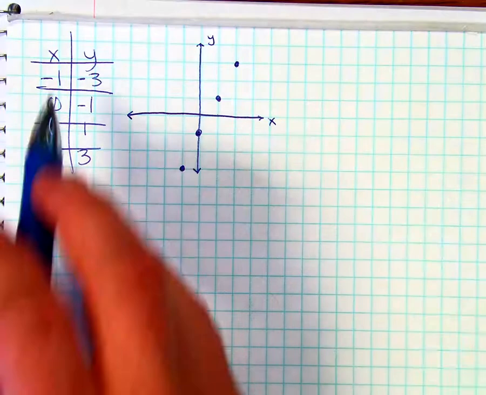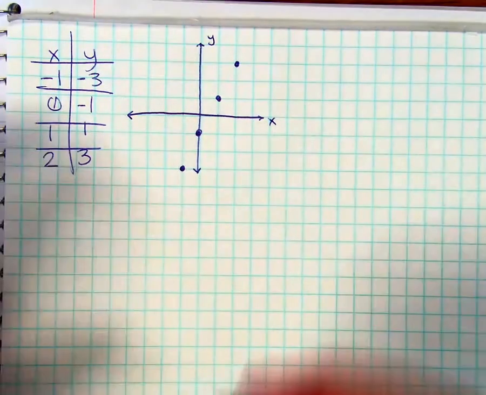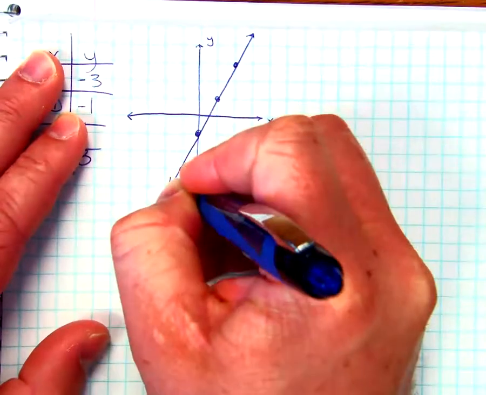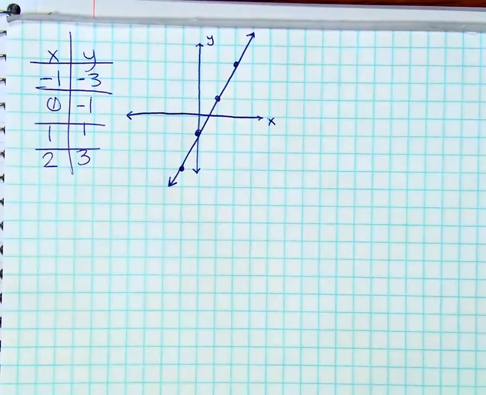After you've put all the points on the grid, you've plotted all your points, you go ahead and connect them. And that's our entire graph.